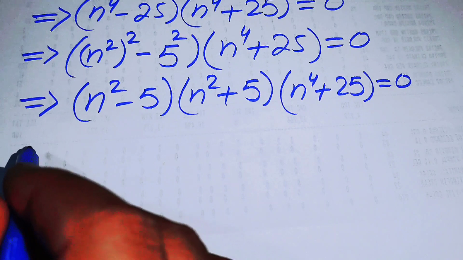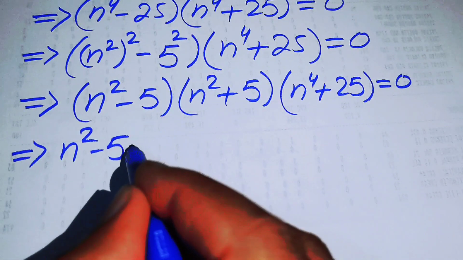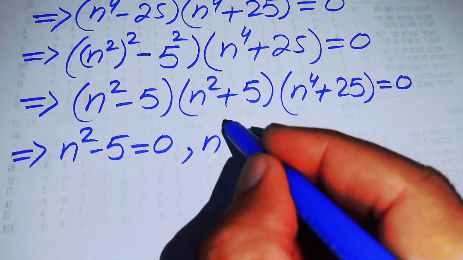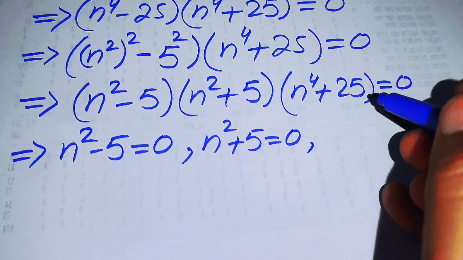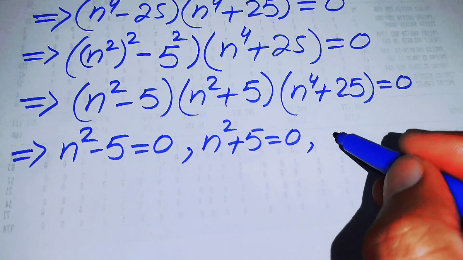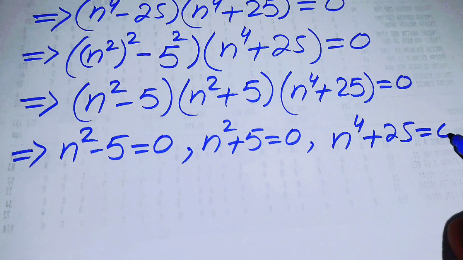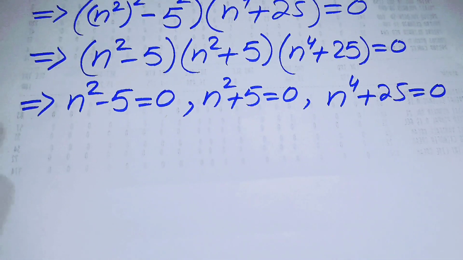The first case is, we take n squared minus 5 is equal to 0, and the second case is, we take n squared plus 5 is equal to 0, and the third case is, we take n to the power of 4 plus 25 is equal to 0. So here we have these three cases. So now we can solve these three cases in order to find all eight roots of the given equation.